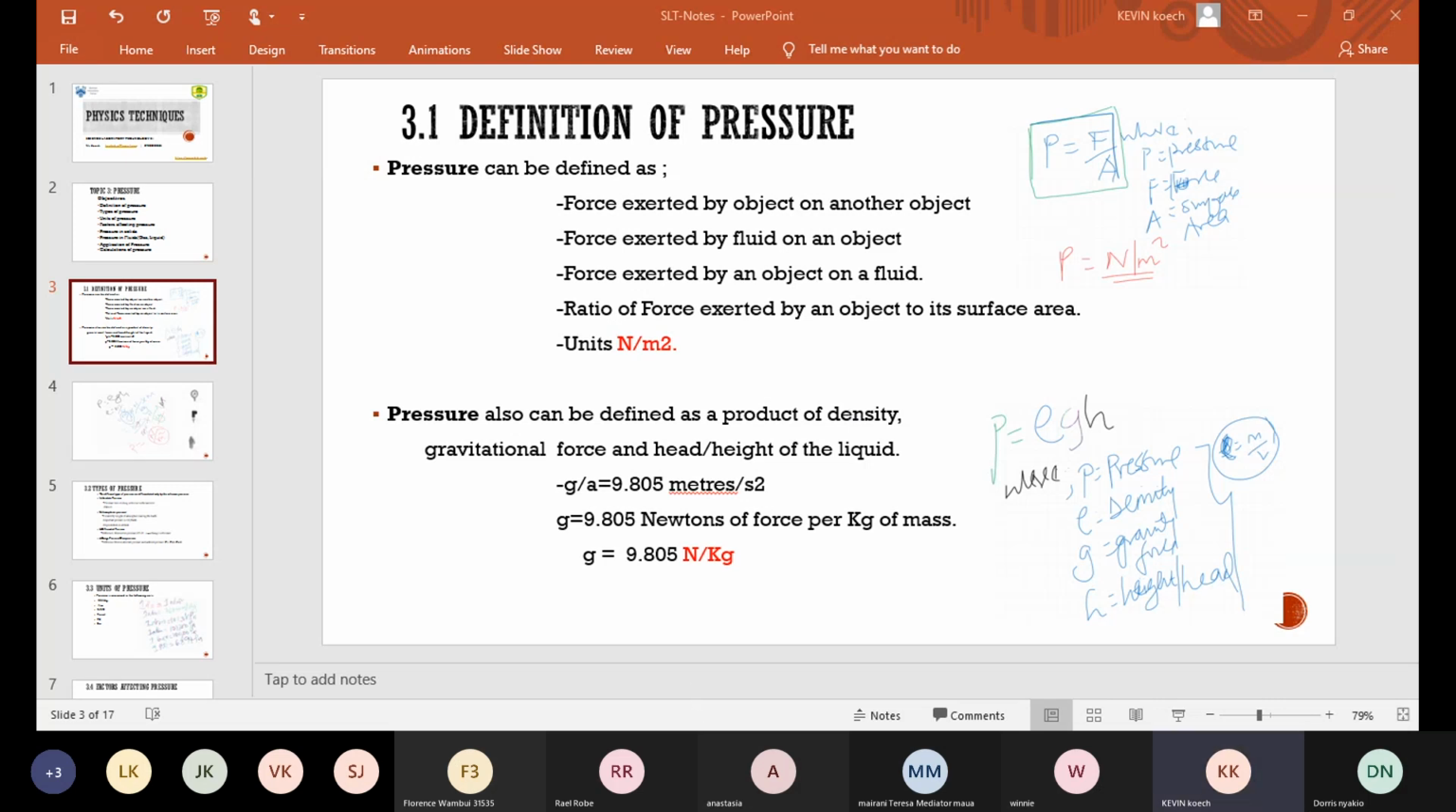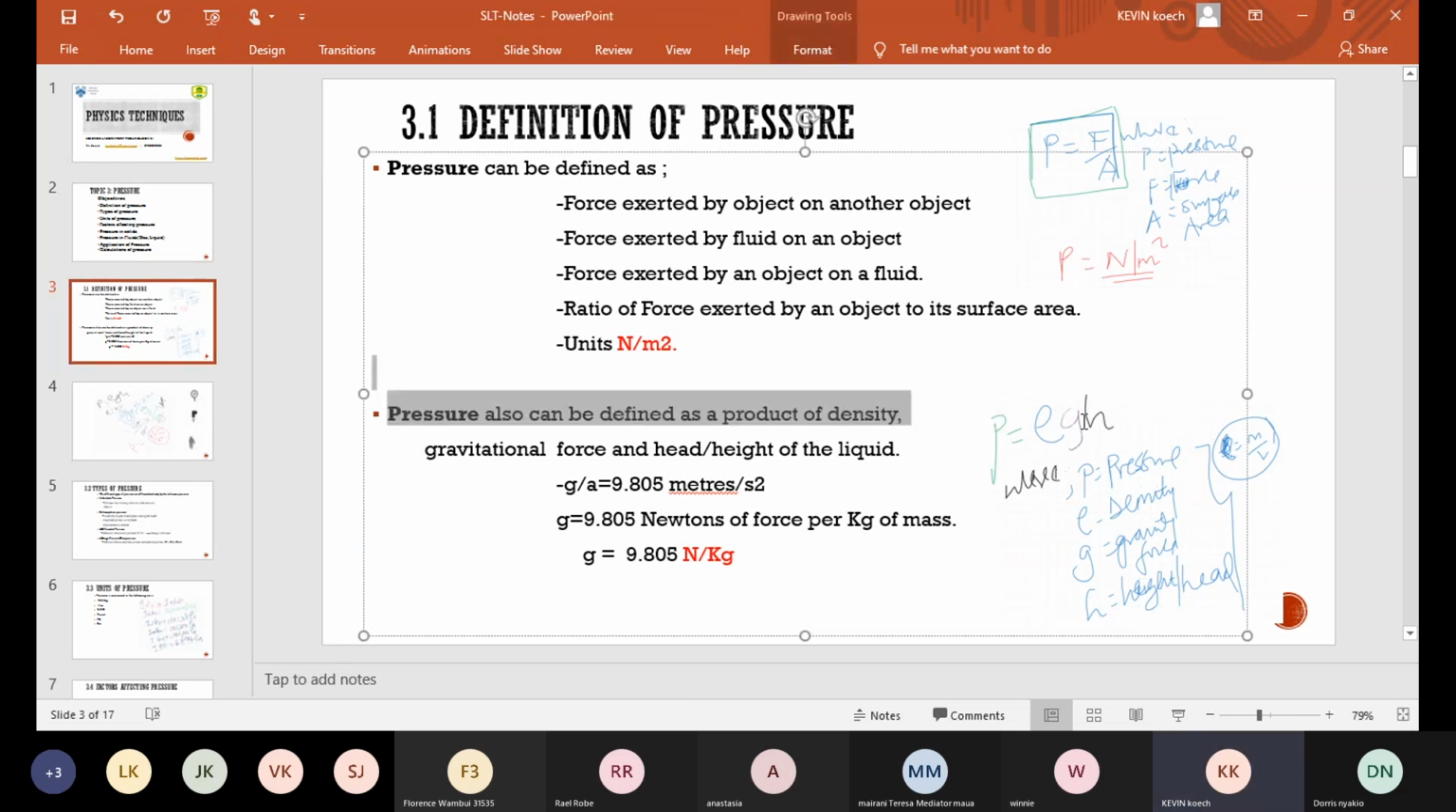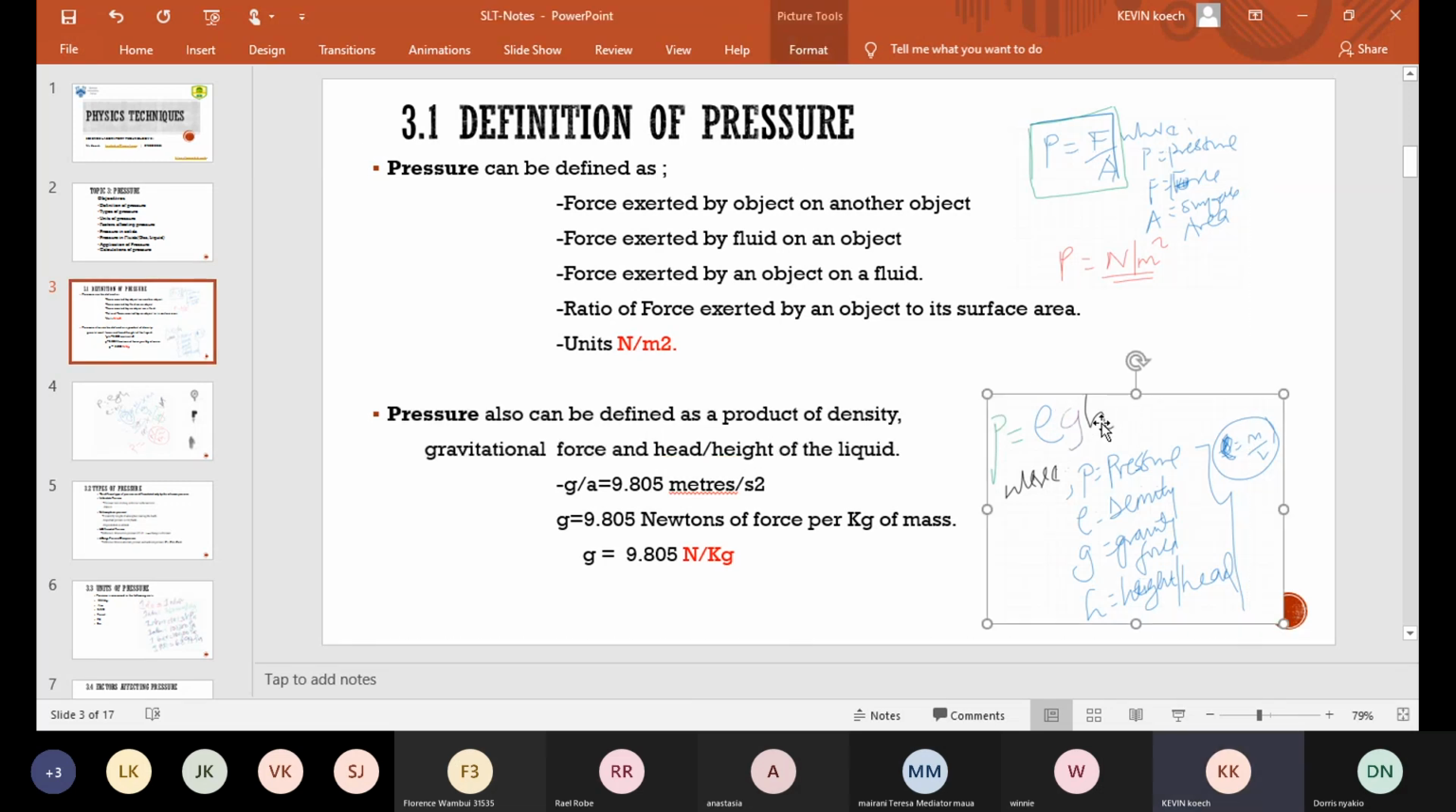Units of pressure when using rho GH. When you use rho GH, this one here, what are the units of pressure? Peter, are you still there?